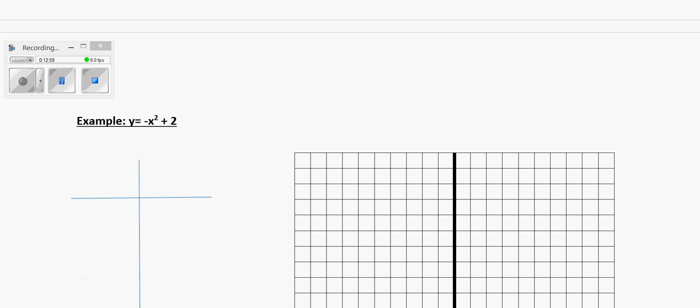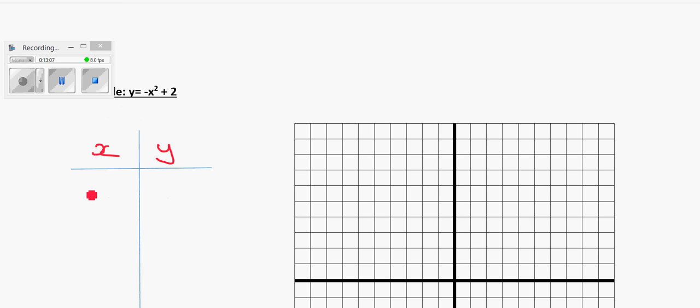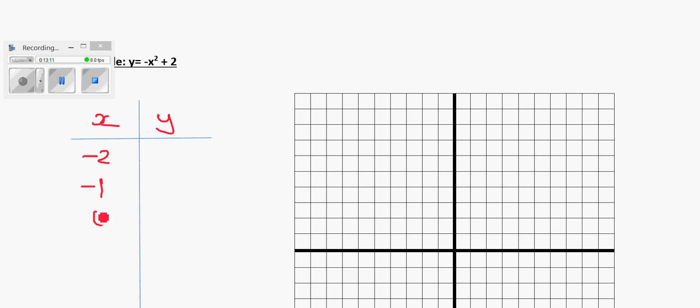So here's another example with a bit more of a sophisticated equation. And so again, I'm going to put my x and my y, and my test points, -2, -1, 0, 1, and 2. And then I need to go through doing the math to figure out what the y coordinates are. So I'm going to plug in -2 for x in the equation.